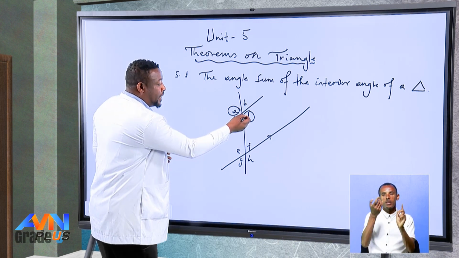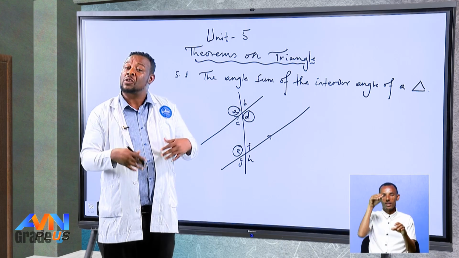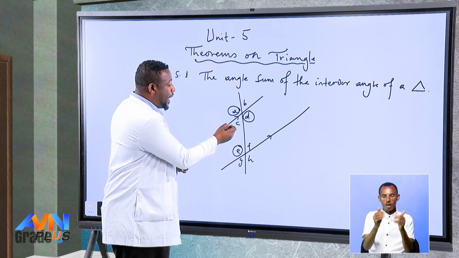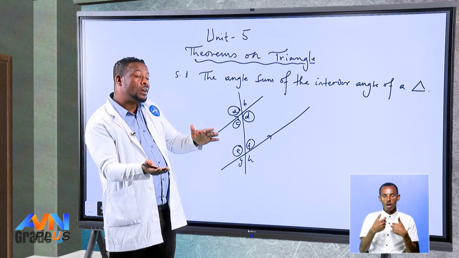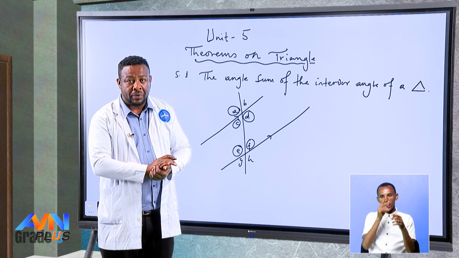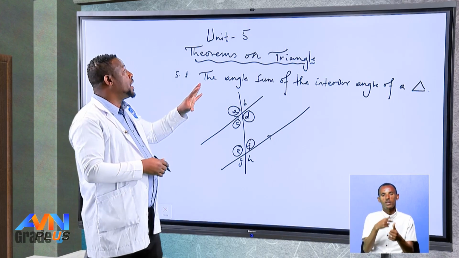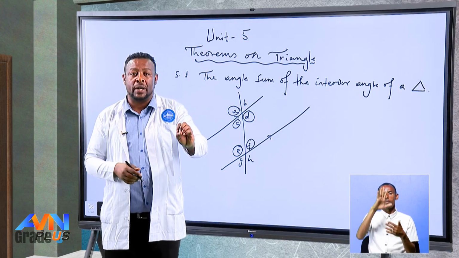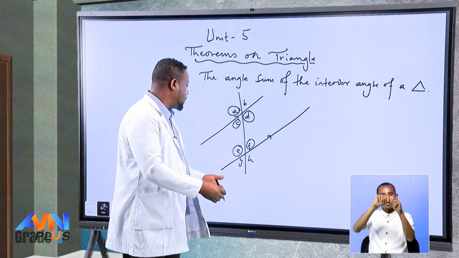But if I take D and E, these are alternate interior angles, and they are congruent. C and F are also congruent, right? This happens whenever you have parallel lines and a transversal. So let's see the first theorem that we have in 5.1. It's about the sum of the interior angles of a triangle, okay?